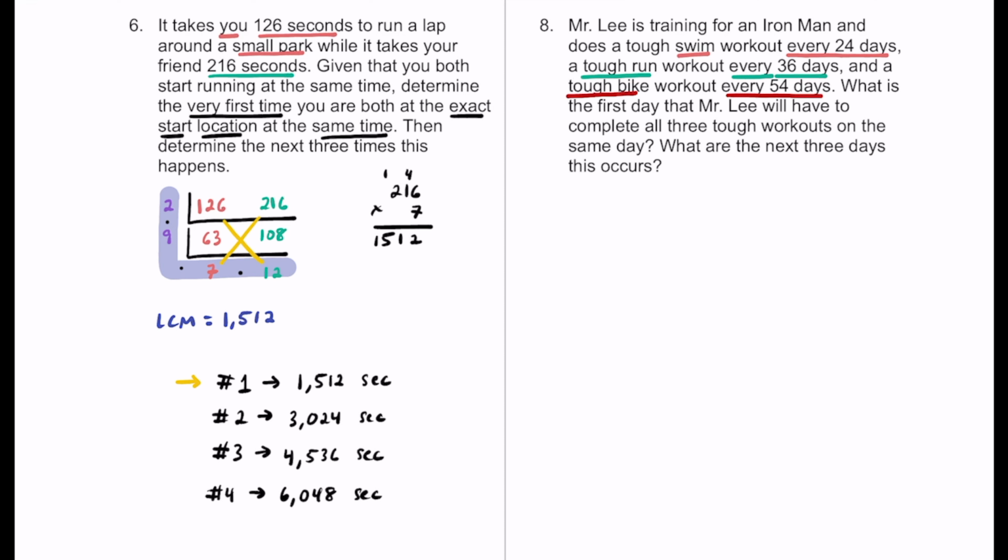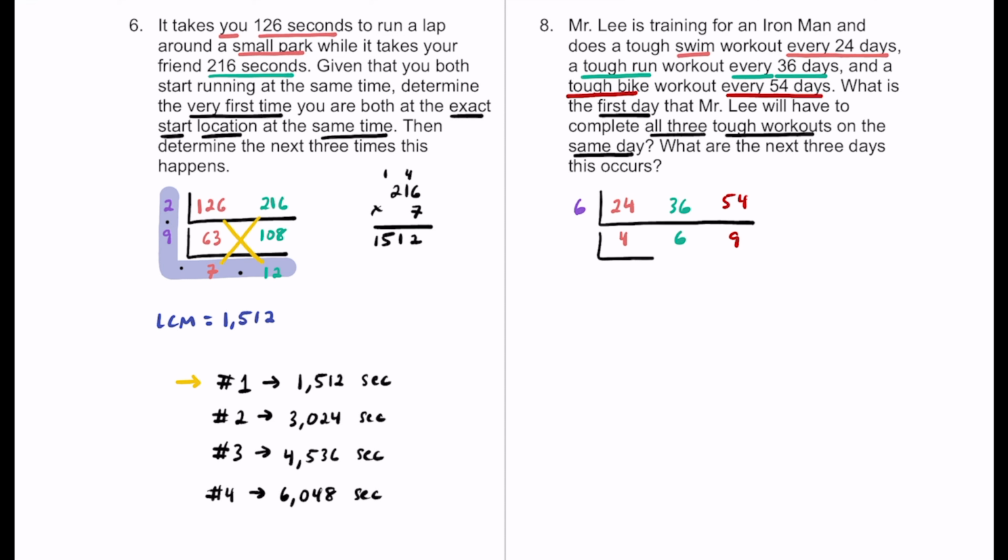The question is, what is the very first day that Mr. Lee will have to complete all 3 tough workouts on the same day? So this is an LCM problem, right? So I'm gonna use this ladder method. We have 24, and then we'll take this 36, and then we'll take this 54. And be careful when you're dealing with 3 numbers. We have to be careful because we might have to find the GCF of just 2 numbers after we check for all 3. So for all 3 of these, I think I'm gonna start with maybe 6, because 6 times 4 is 24. 6 times 6 is 36, and 6 times 9 is 54.